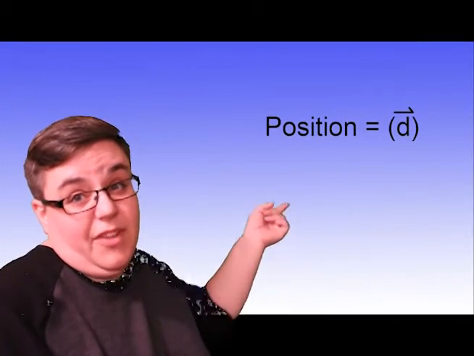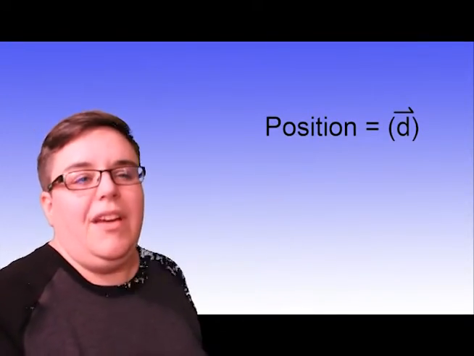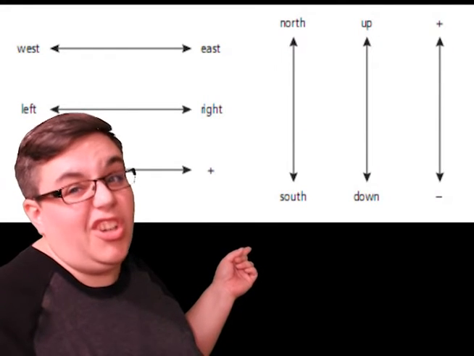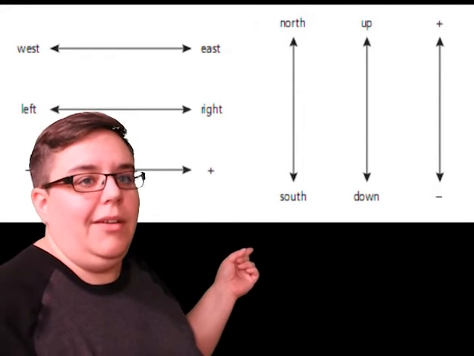You can tell a vector by the arrow on the top of it, just like this. The direction is given as either a compass direction, north, south, east, west, or a positive or a negative. This diagram should help. You can also find it in your textbook.